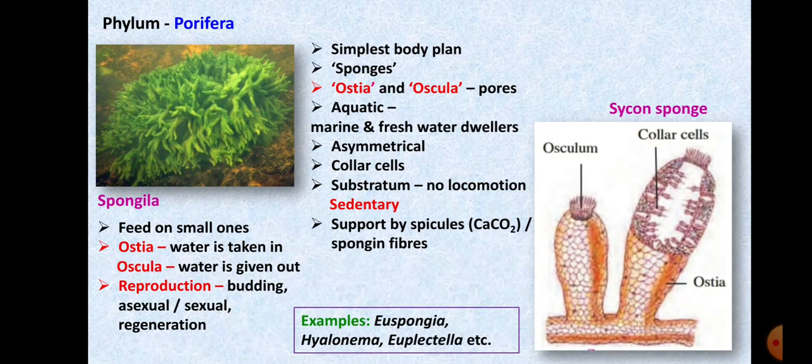What is the eating habit? These animals feed on smaller ones than them. They will usually take in the smaller organisms along with the water present around them. I told you these are aquatic organisms.